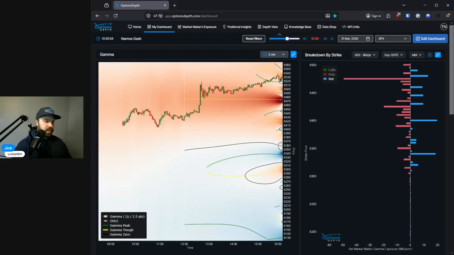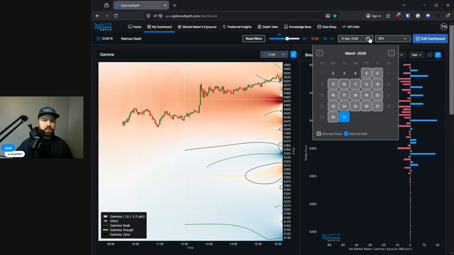Therang, you've seen the last couple of weeks where price reacts to the gamma trough. So if you're talking about the gamma trough, you're talking about the yellow line. Is that what you're talking about, Therang? Not the blue line? Okay.